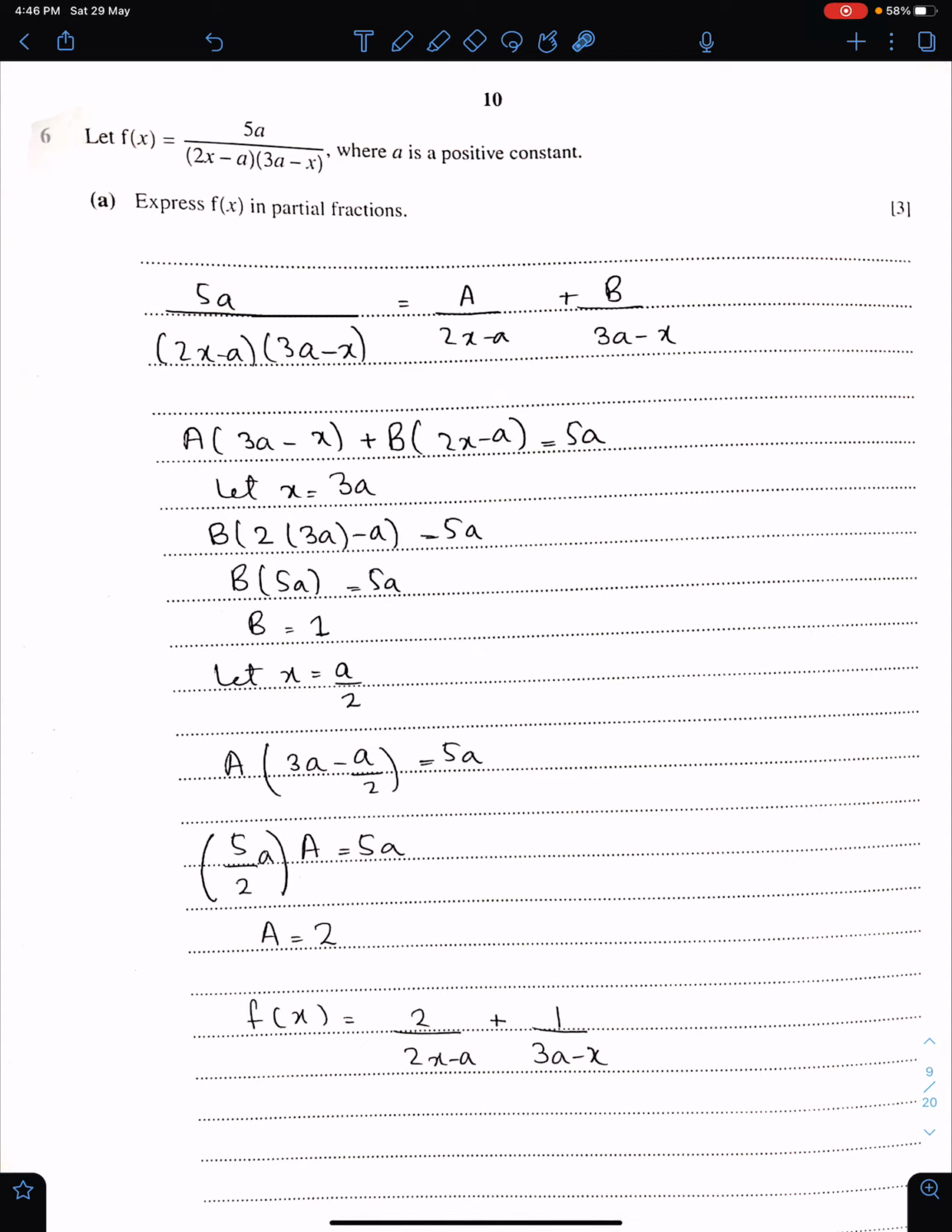See, we have two values of x. From this bracket, we have x is a upon 2, and from this bracket, we have x is 3a. So, by using these two values one by one, we can get the values of a and b. So, b is 1 and a is 2. This is the required partial fraction. Make sure you substitute the values of a and b into this equation.